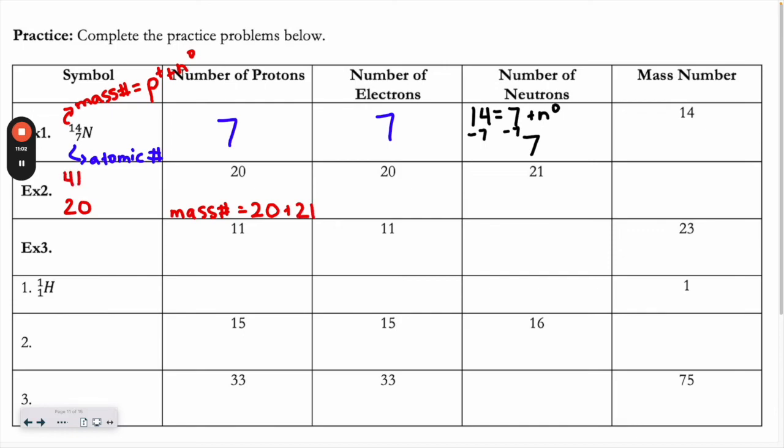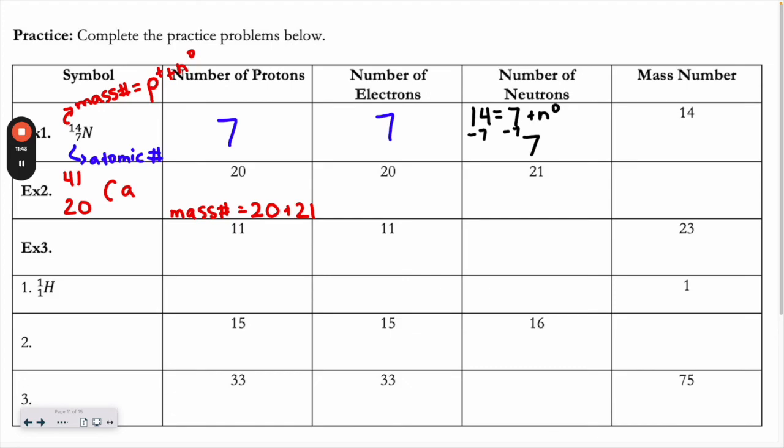Now, how do I know what element I have? Well, I'm going to look at my periodic table, and the element that has an atomic number of 20 is calcium. So this is going to be calcium. Now, I cannot use mass number 41 to determine that it's calcium. We use atomic number to determine the identity of the substance or the atom.